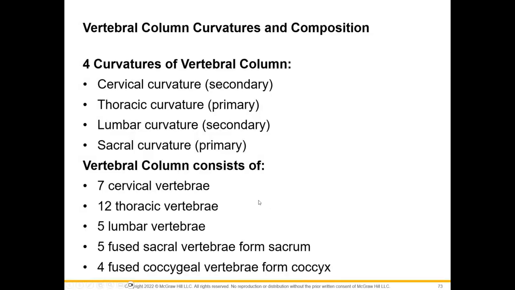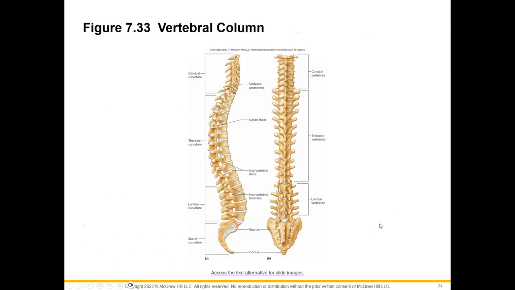Okay, the vertebral column consists of 7 cervical vertebrae, 12 thoracic vertebrae, 5 lumbar vertebrae, 5 fused sacral vertebrae, which form the sacrum, and 4 fused coccygeal vertebrae, which form the coccyx. And one reason why adults have fewer vertebral bones is because they do fuse eventually. Okay, one way to remember the numbers is breakfast, lunch, dinner. So 7, 12, 5. Breakfast, lunch, dinner.